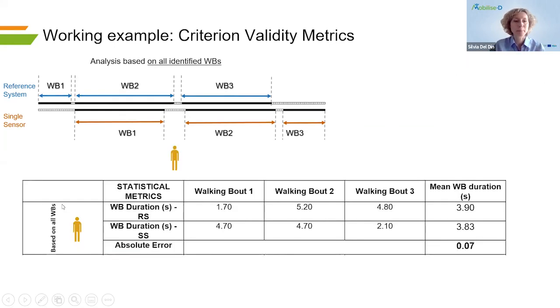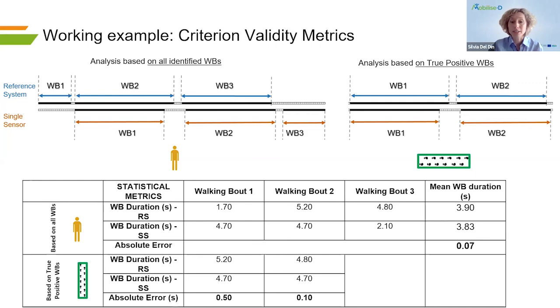In this case, for example, we're going to have 3 different walking bout durations for the single sensor, and 3 different bout durations for the reference system. We're going to average the mean walking bout duration for each of the 2 systems, and we're going to have an absolute error per participant, considering all the walking bouts identified. In the second example, we're going to have an absolute error that we're able to evaluate for each walking bout. So we're going to have an absolute error for walking bout 1, the true positive, and walking bout 2.